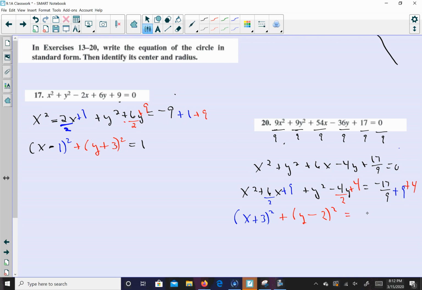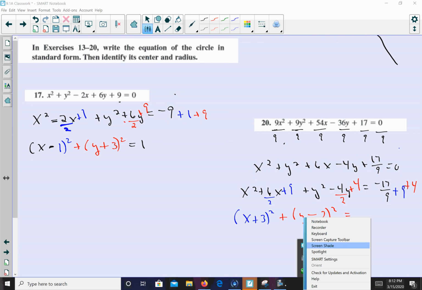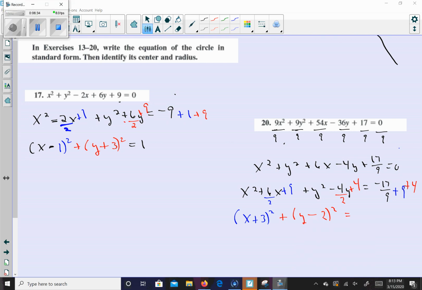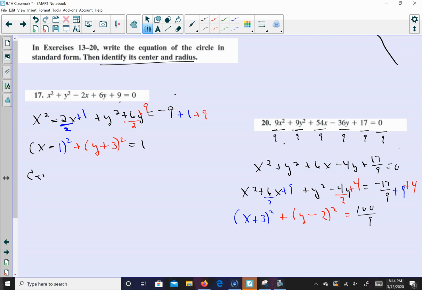So now when I add the left side, I get, and when I add that, I get 100 over 9. Oh, and I never did finish this one over here. It asked me to identify the center and the radius. So the center for this one is going to be the ordered pair 1, -3. The radius is going to be the square root of 1, which will just simply be 1.